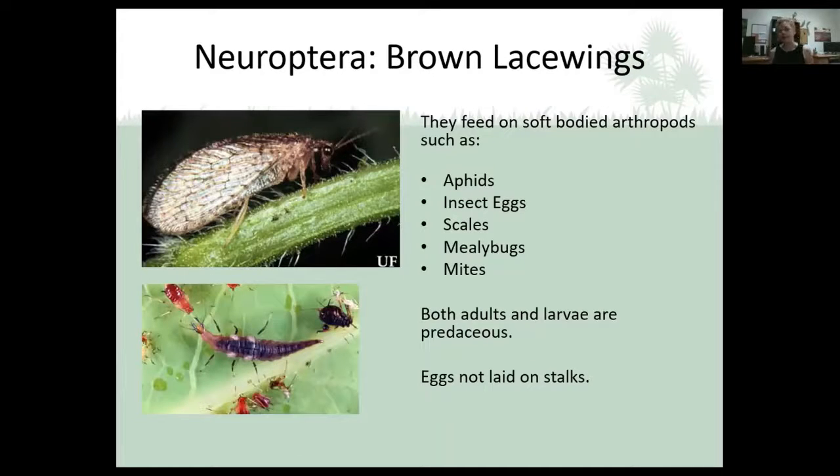They don't have their eggs on stalks, so it's harder to determine if they're actually there. Also, I should mention that the adult and the larval versions of this insect are both predaceous, which is like we were talking about when the larval and the adult are so different. Sometimes they have different life stages that are completely separate. But the lacewings are both predaceous on bugs on plants, so they're helpful throughout their entire life, which is nice.